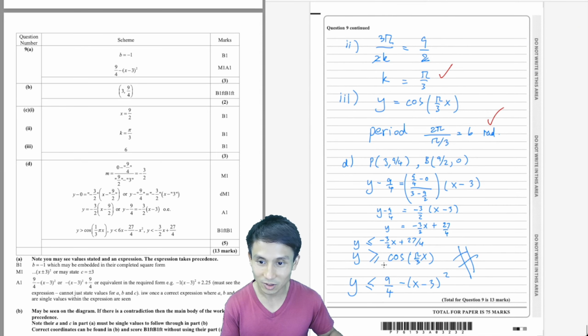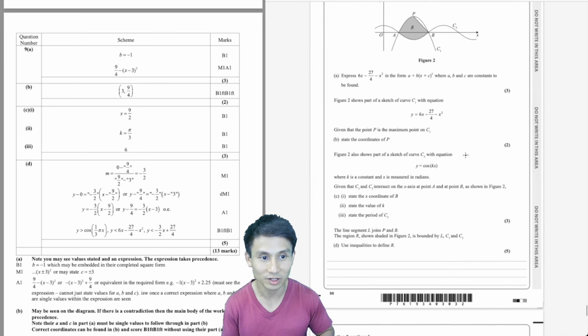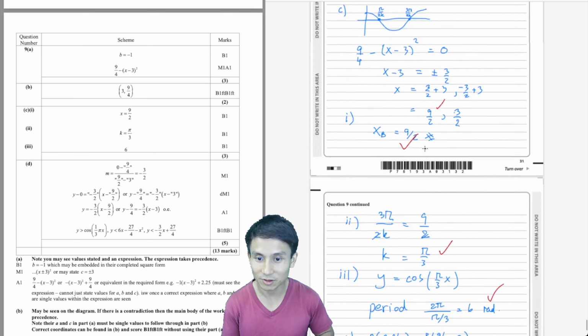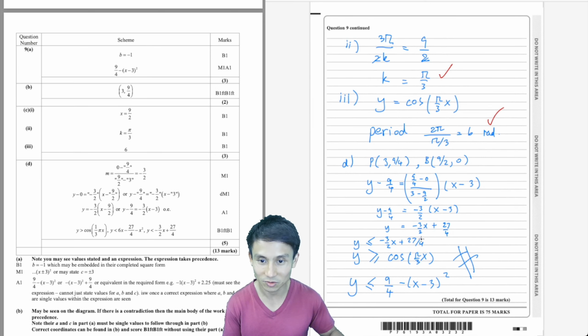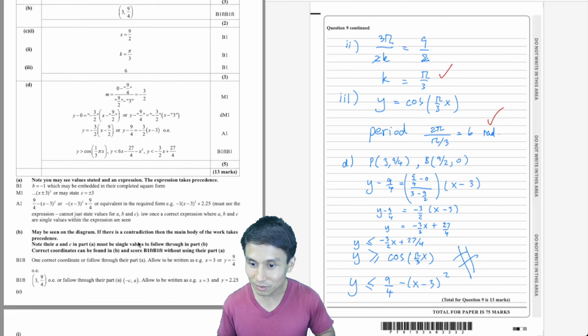D, okay, see if I got all the inequality right. Greater than cos pi/3 x, less than that parabola here. This is just the completed square form, which is the same as the 6x minus 27/4 minus x squared here. It's just the original form here, guys. So yeah, I think I'm fine with that. And this one is also the other linear equation that we have to find by this working here. But I need to check the sign.